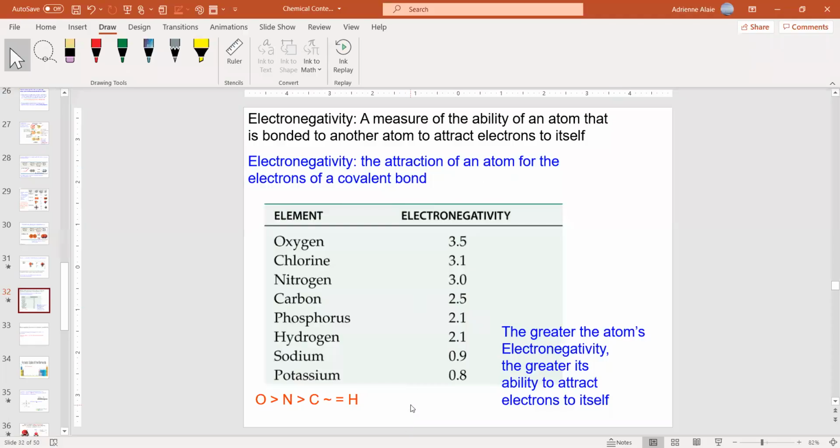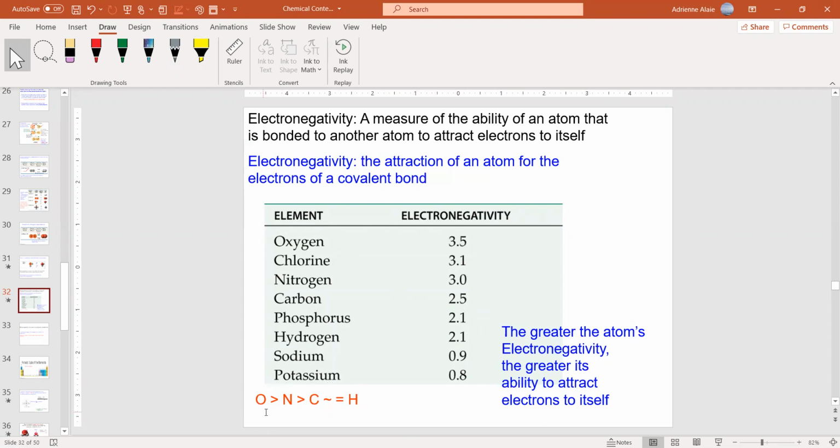But I like it because it allows you to quantify numbers. Okay, so on our chart, look at this. The greater the atom's electronegativity, the greater its ability to attract electrons to itself, right? So here we have oxygen is greater than chlorine, which is greater than nitrogen, carbon greater than phosphorus, and hydrogen, so on and so forth.